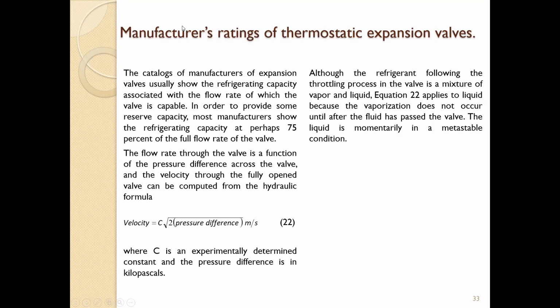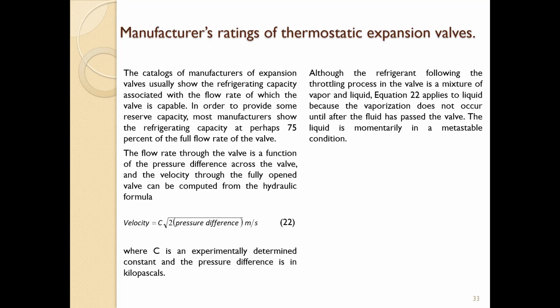Next is the manufacturer's rating of thermostatic expansion valve. This is the selection. The catalogs of manufacturers of expansion valves usually show the refrigerating capacity associated with the flow rate of which the valve is capable. Flow rate and the capacity. Refrigerating capacity, the tons, how many kilowatts, how many tons. In order to provide some reserve capacity, most manufacturers show the refrigerant capacity at perhaps 75% of the full flow rate of the valve.